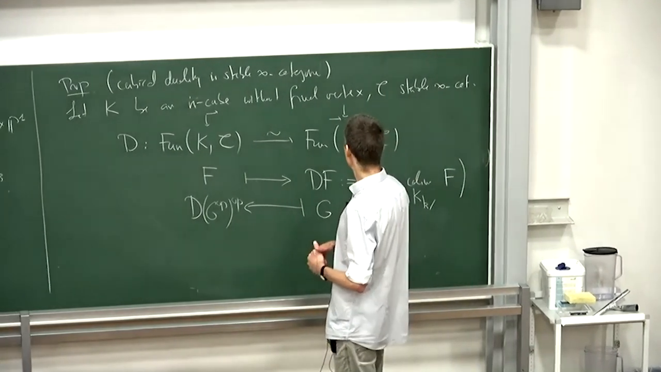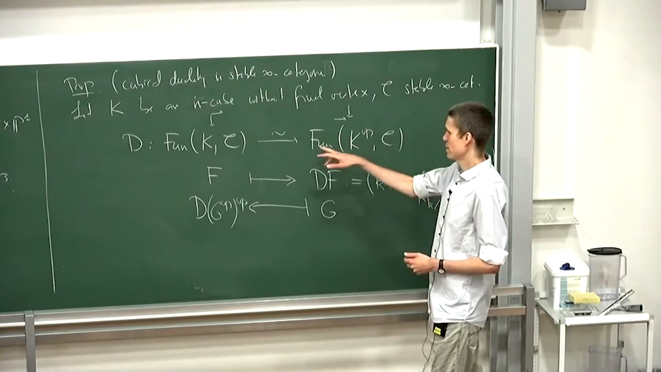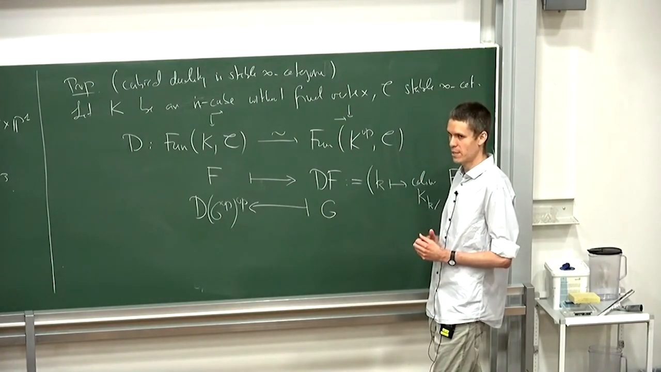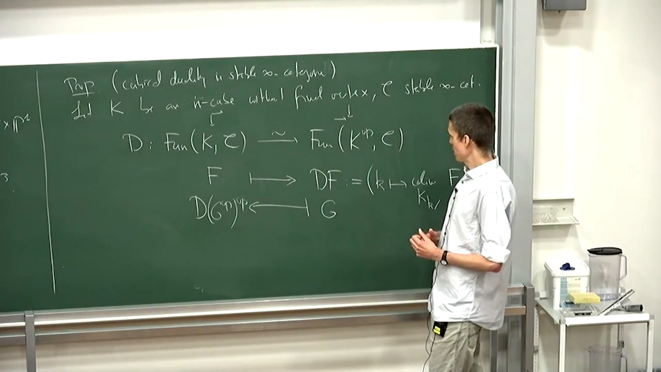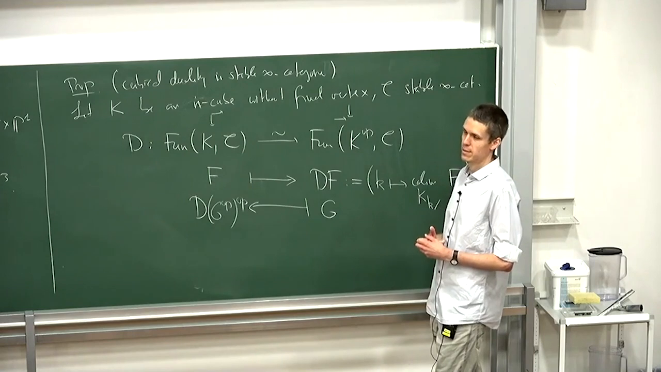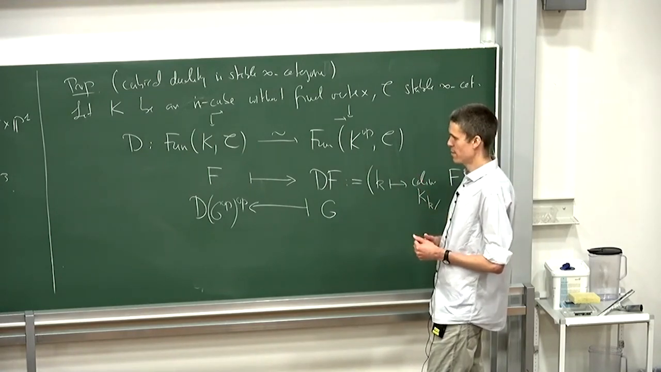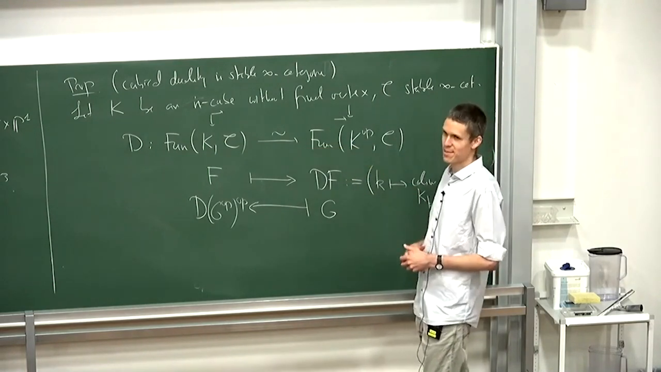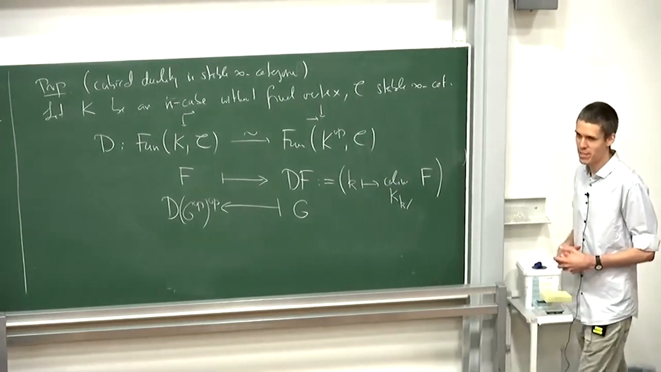I mean, there is no C op which appears here. If you wanted an input for a Hermitian construction, you need C to be identified with C op. So somehow, I don't know, this feels like it's a bit different. I mean, this is like a covariant duality, right? This is like Verdier duality.